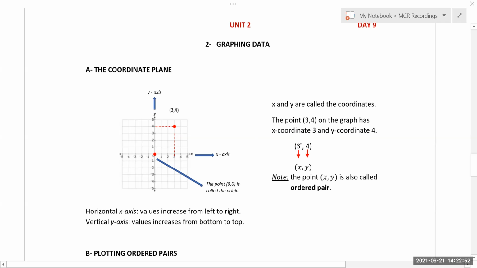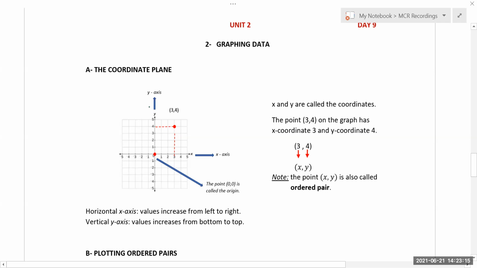X is usually denoted by that P of n value, in terms of we're looking for the third, the fourth, the fifth n. And then Y is that output. What is the actual value? After 3 iterations, the value is 4. The horizontal axis is X, which increases from left to right. The vertical axis is Y, which increases from bottom to top.